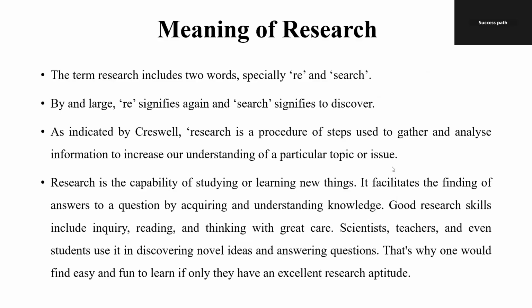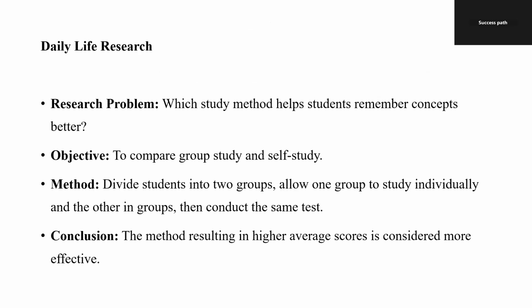Next one, daily life research. For example, we can take which study method helps students remember concepts better. Just one example of a daily life method. What is the objective for that? To compare which one is better, group study or self study. For that, we have to analyze the method: divide the students into two groups at random. Allow one group to study individually and the other group to study as a group. Conduct the same test. The conclusion depends on that; whether it's group study or self study, we can identify which one is better. So like this, research is a non-stop process actually.